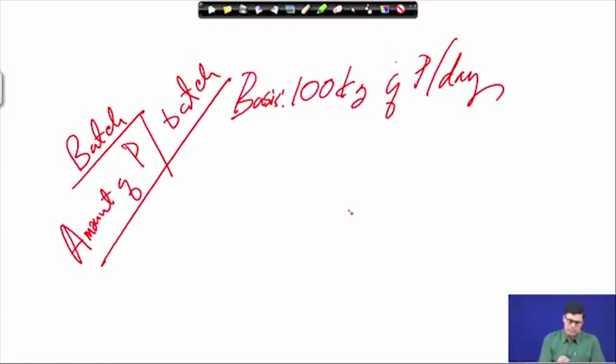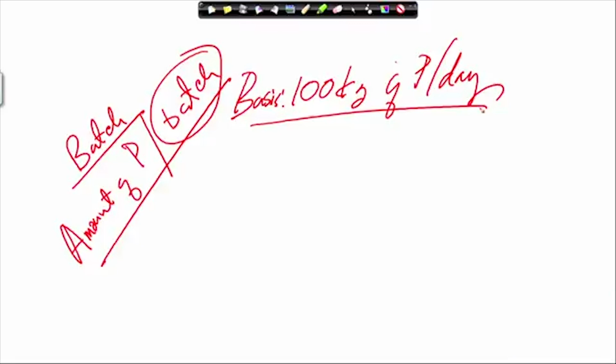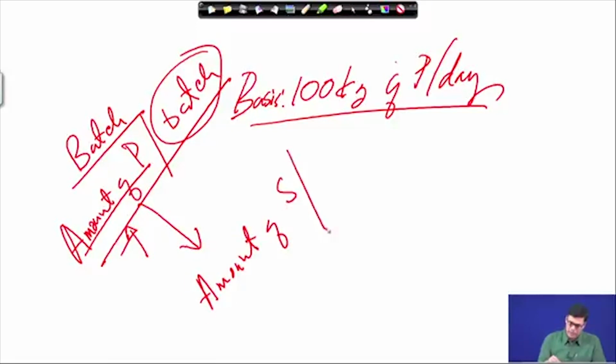Now, when you try to find out the batch volume, we shall have to find out, to get this much of product, how many batches you have to operate per day. Because if you know the number of batches to be operated per day, from that we can find out how much product is to be produced per day. Now, if you know how much product is produced per day, then from the stoichiometry you can find out the amount of substrate that is required per batch.